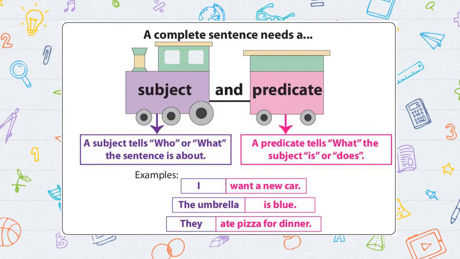And lastly, they ate pizza for dinner. They is the subject here telling us who the sentence is about. Ate pizza for dinner is our predicate because it tells what they are doing.